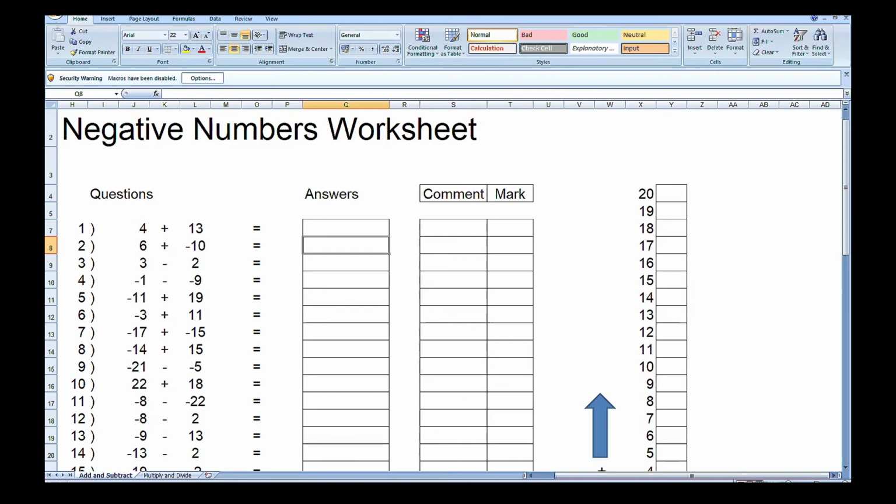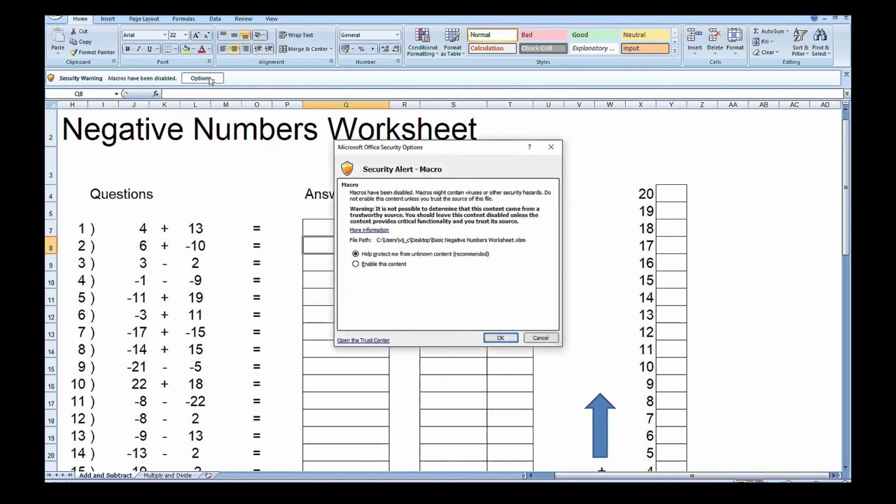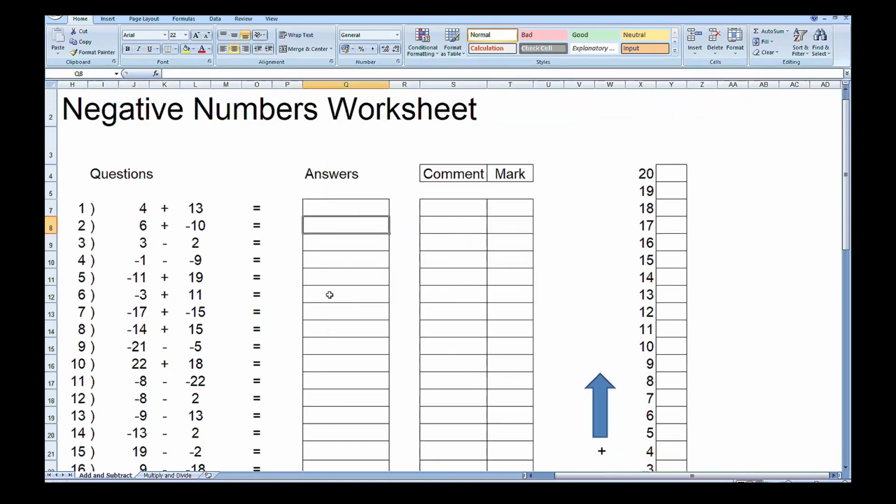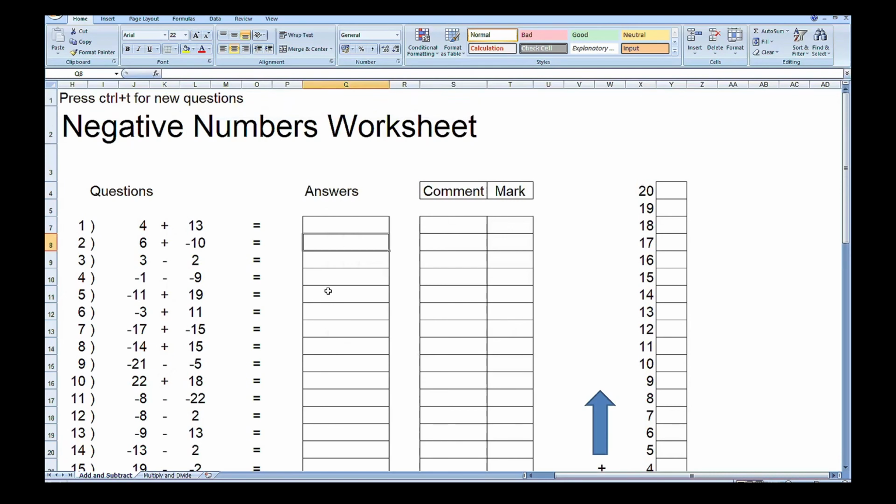Now, depending on what version of Excel you have, you may get this security warning. Doesn't mean there's a virus. All it means is that there's a macro added to this particular worksheet. And so all you need to do is just click on options, or if there's a yellow ribbon, just click on enable content. OK, and it should work absolutely fine. Now here you can obviously write down your answers. So here 4 plus 13 is going to give you 17. And what the example should do is tell you if it's correct and also give you some marks.